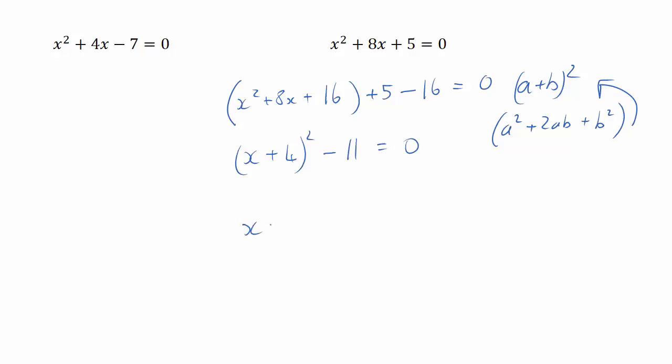Now we're going to rearrange it, so we have (x + 4) squared, and move the 11 over. Then x plus 4, move the square root over, remembering that every square root can have two answers, a plus and a minus version of it, because a negative times a negative is a positive. And then move the 4 over. So our two answers are root 11 take 4 and negative root 11 take 4.